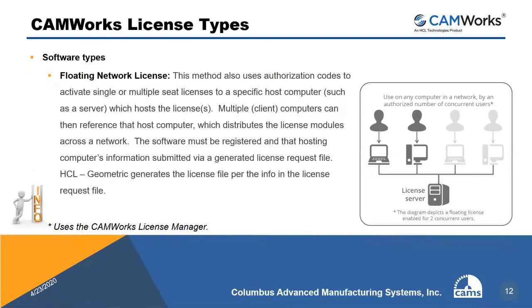Okay. And the floating network license, this method also uses authorization codes to activate a single or multiple seat license to a specific host computer, such as a server, which hosts the license. And then multiple client computers can reference this host computer, which then distributes the license modules out across the network. The software must be registered, and that hosting computer's information is submitted via a generated license request file, similar to the standalone node lock license. And then HCL generates a license file per the info in that license request file.